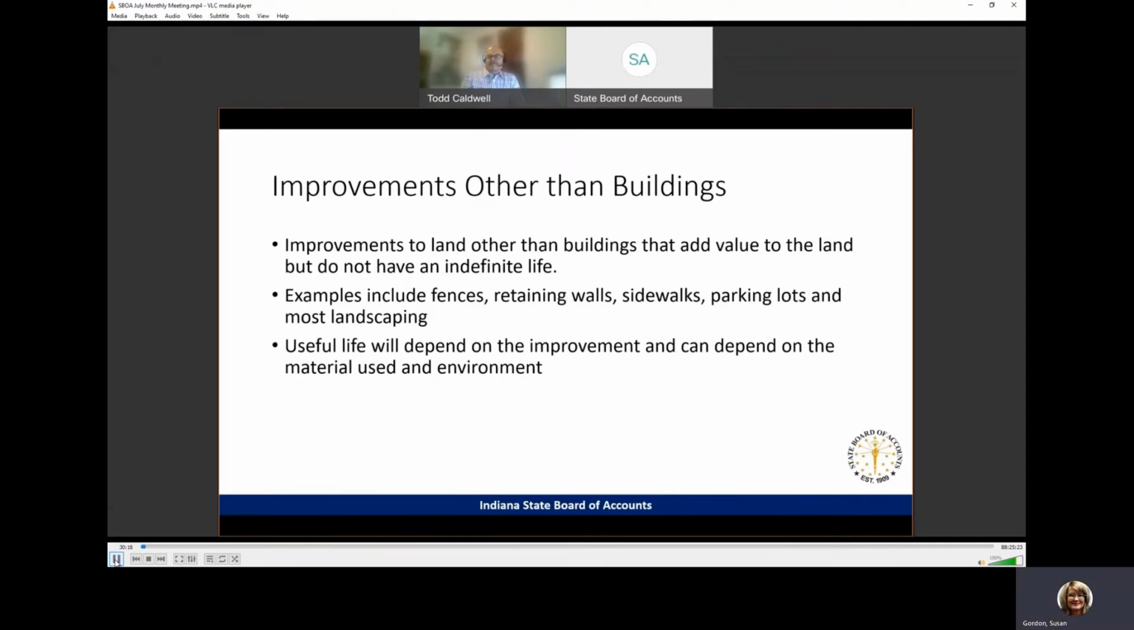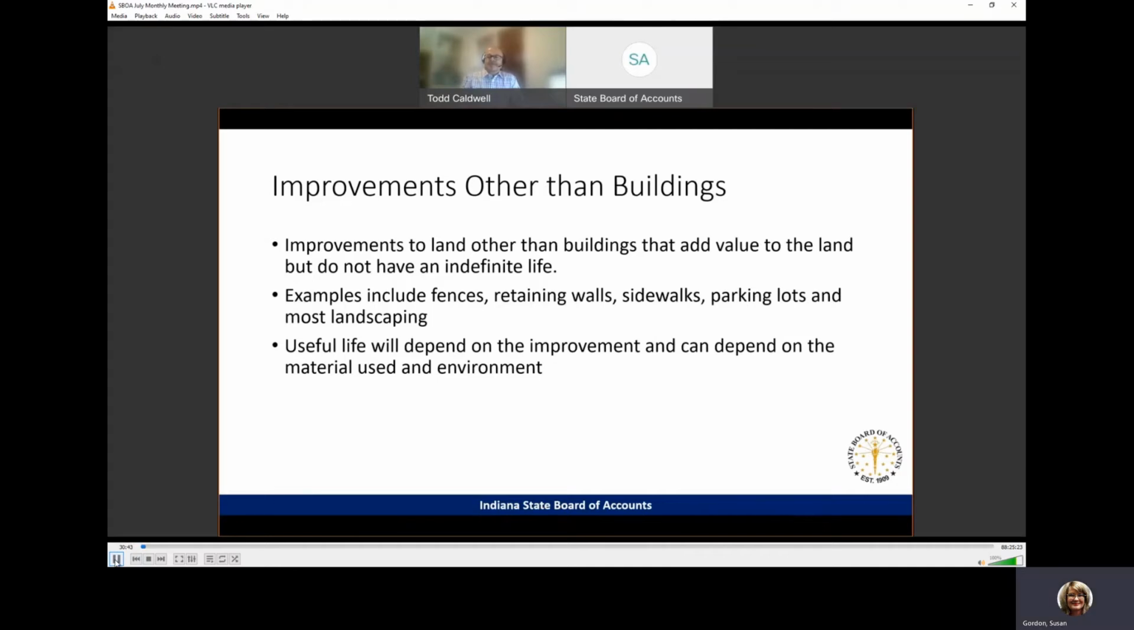Improvements other than buildings are improvements to land that add value but don't have an indefinite life, like land does. These are not buildings, as the name may suggest. These are things like parking lots, fences, landscaping. They're not permanently attached to the building themselves, but they do have a useful life of more than a year. And often that useful life is going to depend on the type of improvement.